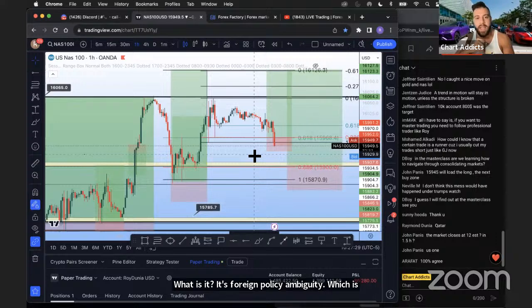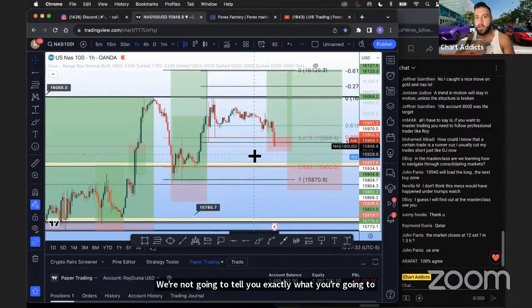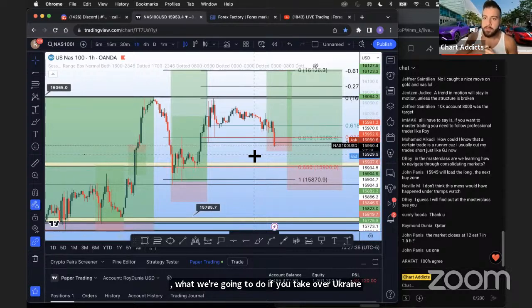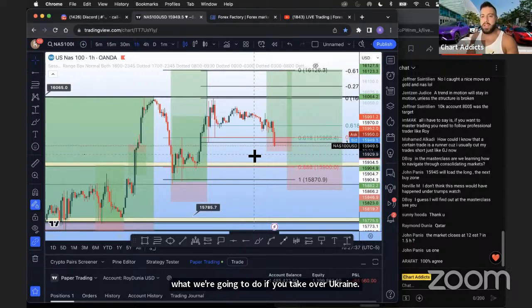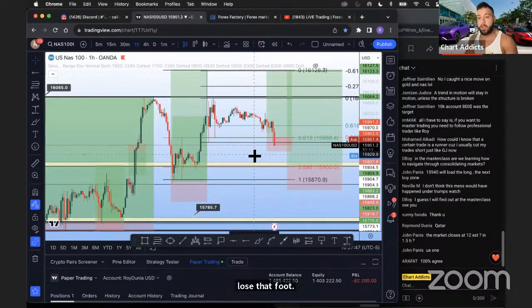We're not going to tell you exactly what we're going to do if you take over Ukraine. But just know it's going to be bad. Policy ambiguity is not the way to go today. We need clarity. You've got to tell them, you step over this line and you're going to lose that foot. You step over this line, I'm taking that foot. You are not coming over here. And we have to be that clear with both parties.